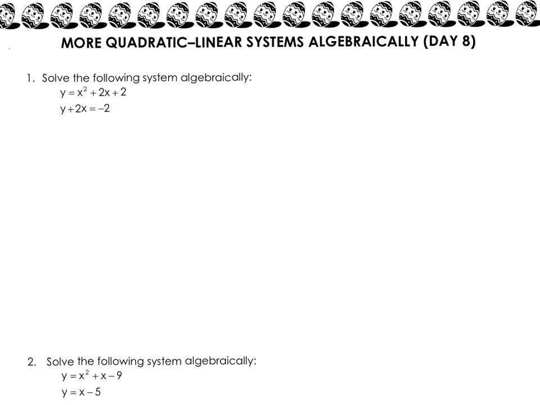So the first thing that you need to do is ensure that both equations are in y equals. So in this first example here, I'm going to need to do something with this 2x in order to make it in y equals. Then, once you have your equation in y equals, you will take that and substitute it in place of y.